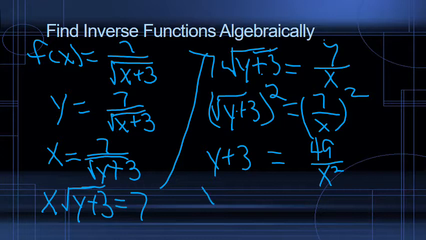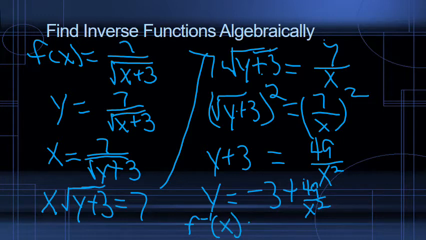Now I can subtract 3 from both sides. y equals minus 3 plus 49 over x squared. And that actually is my inverse function. So let's take the last step here and let's rewrite this. f minus 1 of x equals minus 3 plus 49 over x squared. Are we having fun yet?